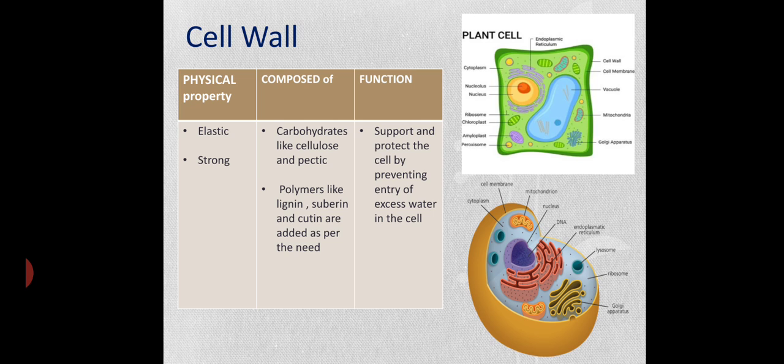Function of the cell wall are to support and protect the cell by preventing entry of excess of water in the cell. That means it does not allow too much of water to get into the cell, so it maintains the balance outside and inside of the cell.